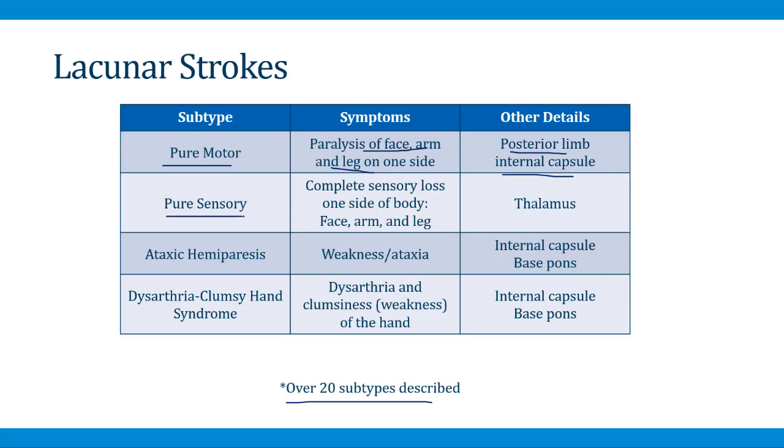In a pure sensory lacunar stroke, there's complete sensory loss on one side of the body, also affecting the face, arms, and legs. This occurs when there's a lacunar stroke that involves the thalamus.